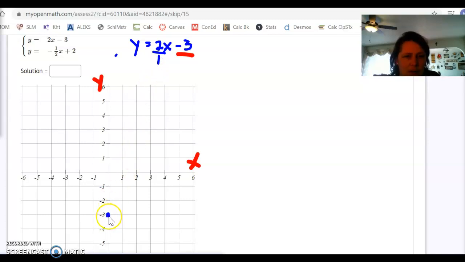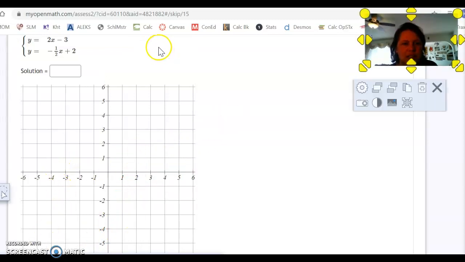I'm going to start with my cursor right there on negative 3, and I am going to count up 2 over 1, because both the 2 and the 1 are positive. We go up and then to the right. And from there, we can go ahead and connect our lines. And then that will be our answer for number 15. Okay, just kidding. That's not our final answer. That was just one of them.